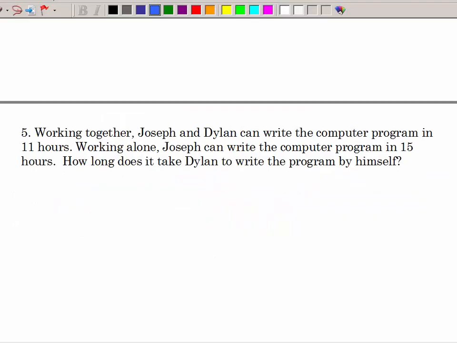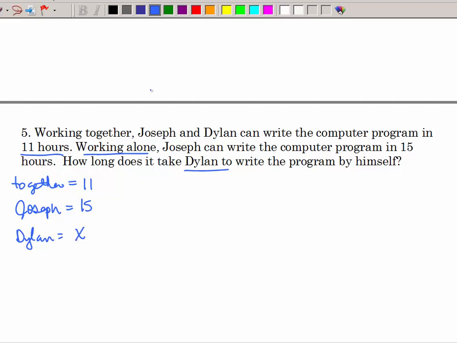Let's look at the last example. It says, working together, Joseph and Dylan can write the computer program in 11 hours. So that's together time. Working alone, Joseph can write the computer program in 15 hours. So we have Joseph 15 hours. How long does it take Dylan to write the program by himself?